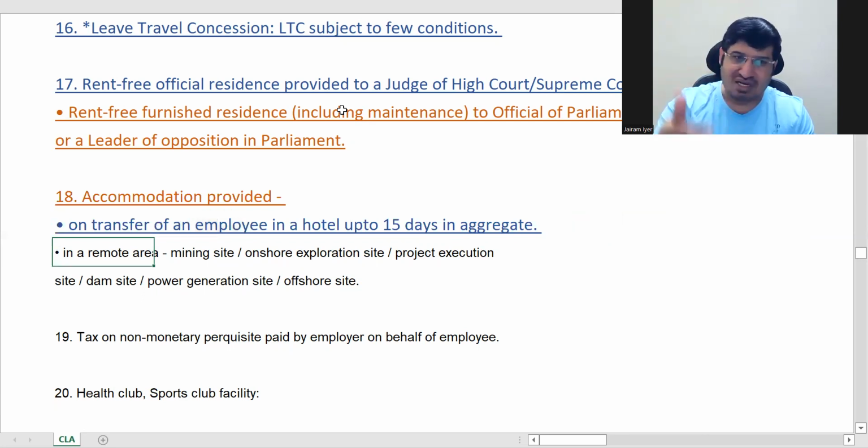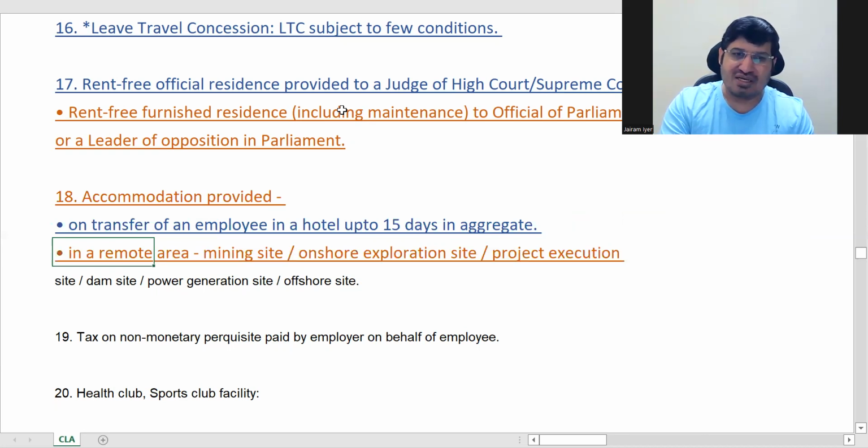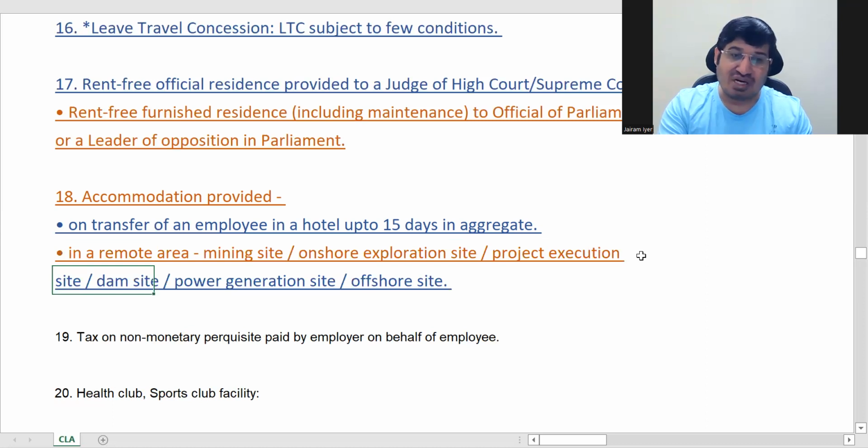And second is one. Okay, second one is accommodation provided in a remote area. Okay, if you see what are the examples here, it's a mining site, onshore exploration site, that is oil exploration वगैरह करना पड़ता है, search करना पड़ता है, correct? Only then you get oil later on. So exploration site, project execution site, dam site where you build dam, power generation and offshore site.